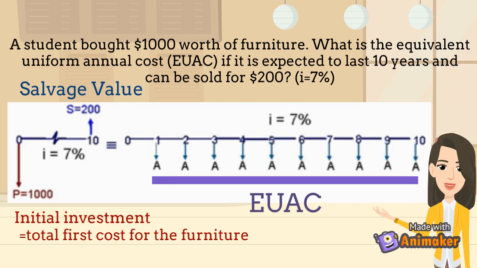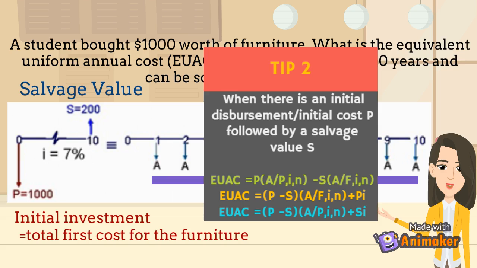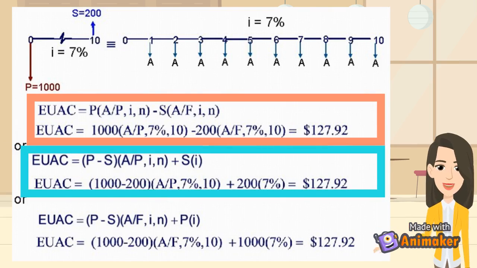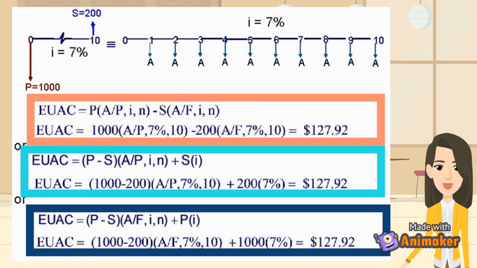After determining the cash flow estimate, we need to know which formula to use in this question. Since there is a P and S, the problem may be solved by these three different formulas. The first method reflects the annual cost of the cash disbursements minus the annual benefit of the future sales value. The second method computes the annual cost of the $800 decline in value during the 10 years, plus the interest on the $200 tied up in the furniture as the salvage value. And the last method computes the equivalent annual cost due to the unrecovered $800 when the furniture is sold, and it adds annual interest on the $1,000 investment.